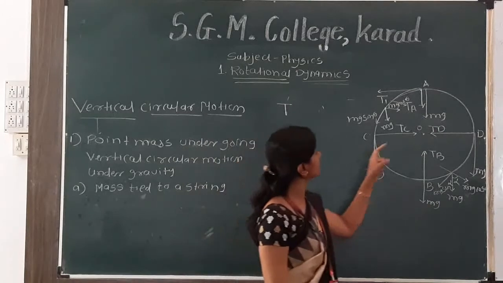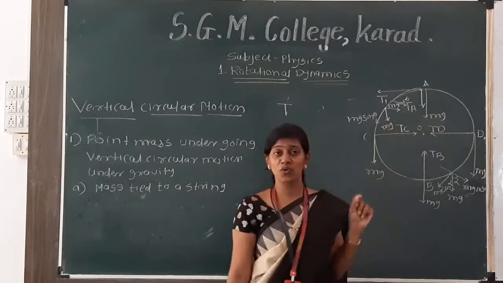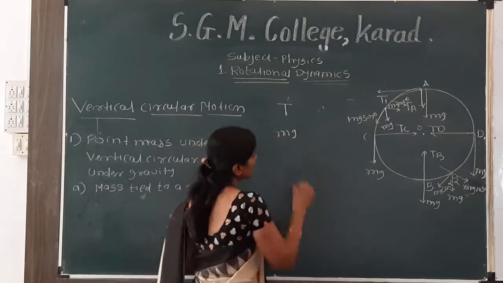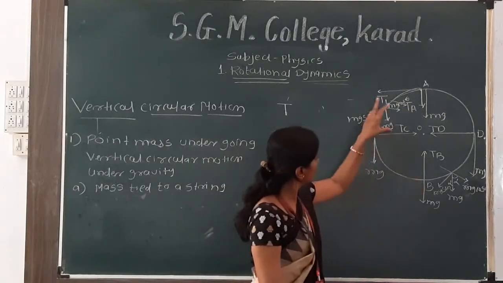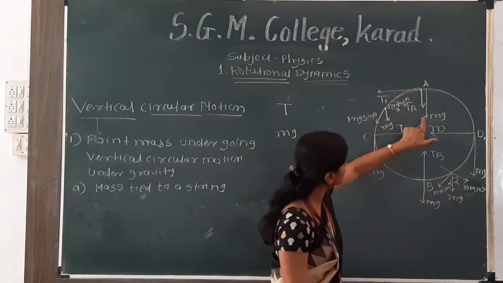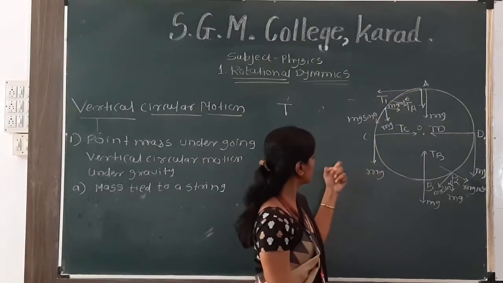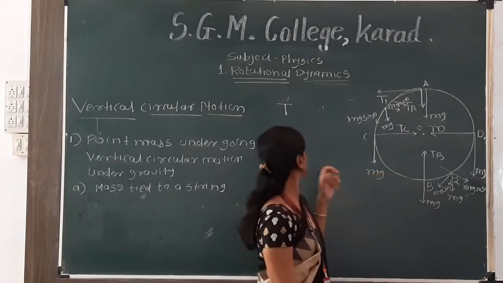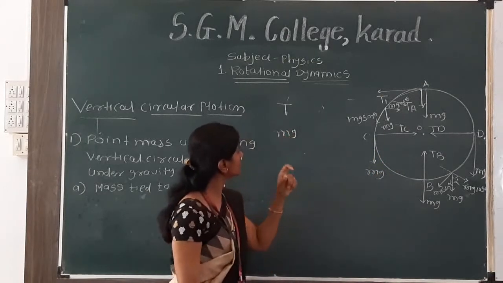That force is vertically downwards toward the center. The second force is due to weight mg. That weight mg is vertically downward. In some places it is toward the center, and in some places that mg is tangential to the tension. Here I want to tell you about the tension and mg.